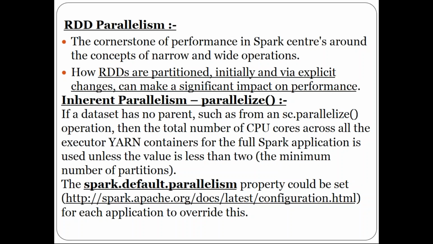The cornerstone of performance in Spark centers around the concept of narrow operations and wide operations. Wide is throughout your data elements and RDDs. That is very wide. Narrow is this RDD, that RDD. They both know where the data is. The transformation is applied on both and your result will be straight away.